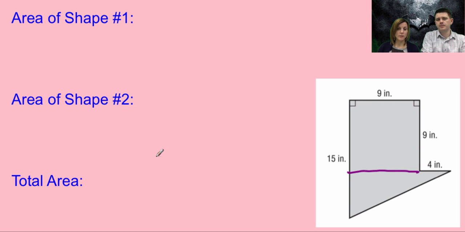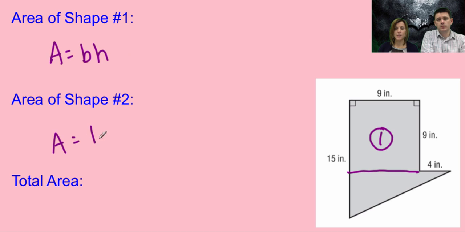First, I'm going to write my formulas down. My shape 1 is going to be area equals base times height. Now, which are your base and which is your height for that rectangle? Shape 2 is going to be area equals base times height times 1/2. I cannot forget to divide that triangle by 2. Now I can go back and find my measurements.